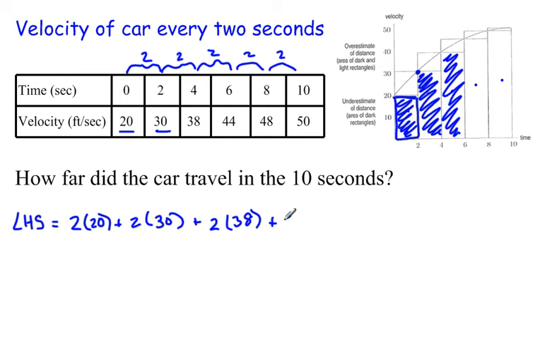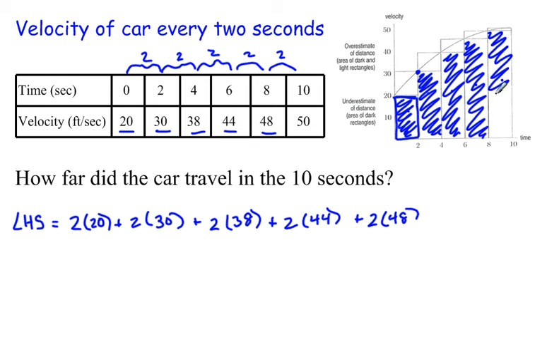Followed by the one with a width of 2 and a height of 44. So that's this one. And on here it's here. And then the last one, a width of 2 and a height of 48. Now you'll notice when we do our left-hand sum, we do not use that last value.